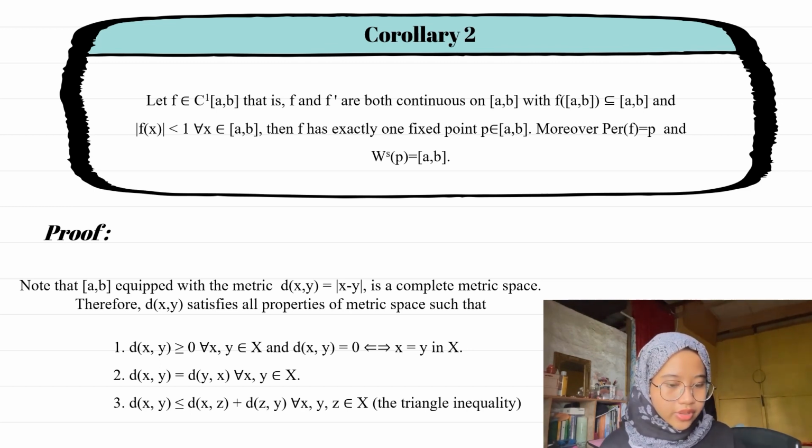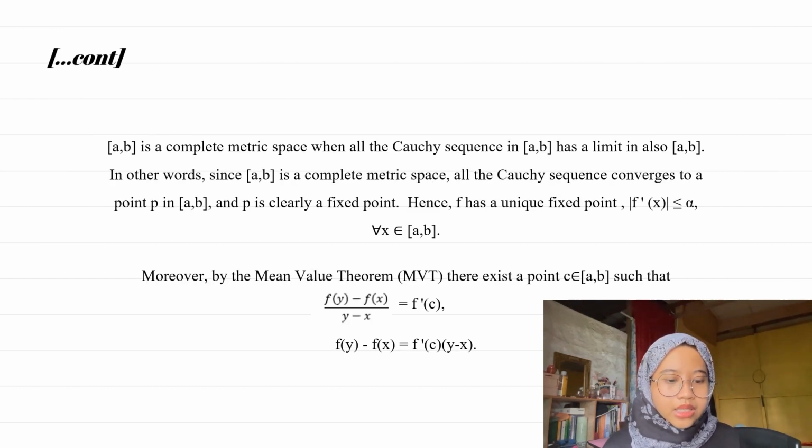To prove this second corollary, note that [a,b] equipped with the metric d(x,y), which is equal to the modulus of x minus y, is a complete metric space. When d(x,y) is a complete metric space, it satisfies all properties of metric spaces, such that first, d(x,y) is greater than or equal to 0, and d(x,y) equals 0 for x equals y, and d(x,y) equals d(y,x), and also the triangle inequality. [a,b] is a complete metric space when every Cauchy sequence in [a,b] has a limit also in [a,b]. In other words, since [a,b] is a complete metric space, all the Cauchy sequences converge to a point P in [a,b], and P is clearly a fixed point.